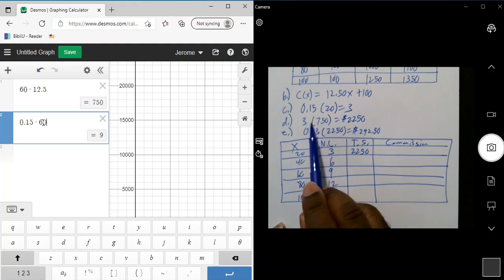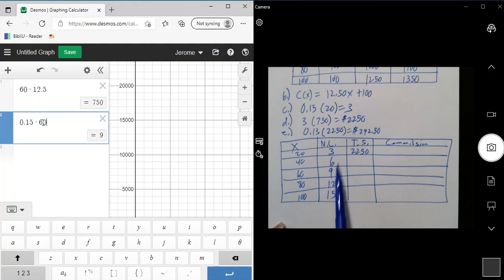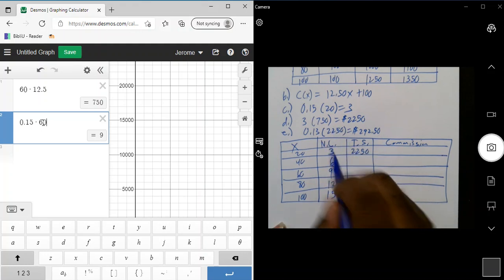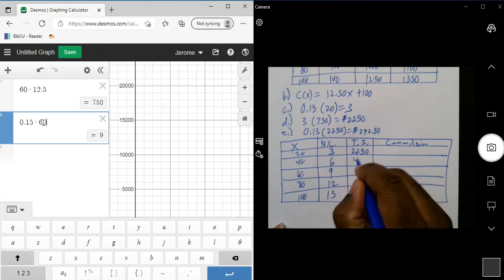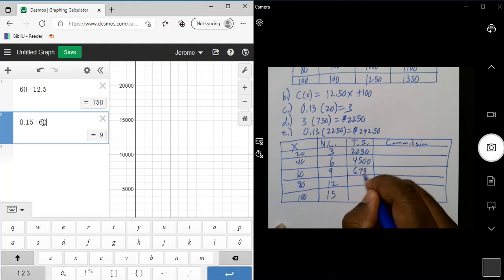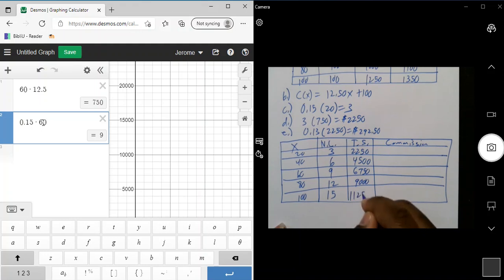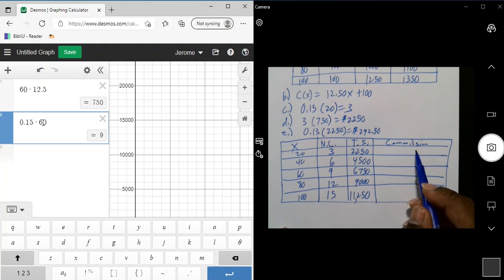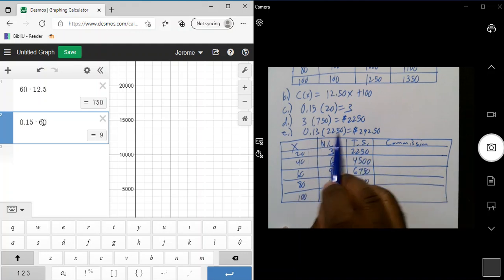Because we'll do 750 times how many are your new customers. So then we would do 6 times 750, just 4,500, 9 times 750, and so on. Each one of these numbers here will be multiplied by 750. All right. So now your commission. Now remember, your commission is 13% of total sales.